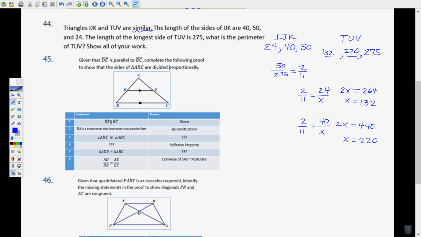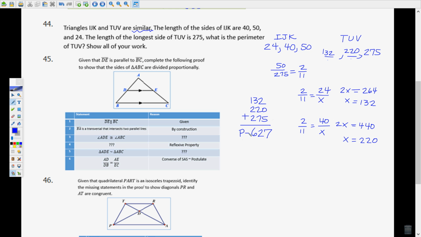Remember what they're asking for. Always go back and reread: what is the perimeter of triangle TUV? So you want to add together 132, 220, 275. Remember, perimeter is when you want to build a fence. How much fence do you want? So you need to know the distance around. So you need to add up the 3 sides.